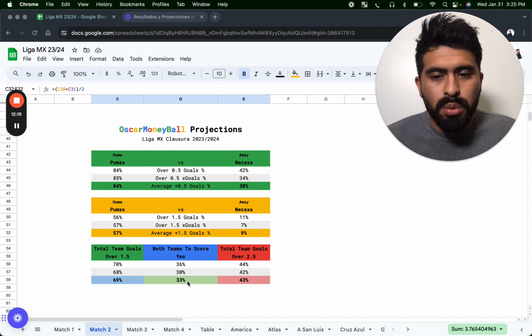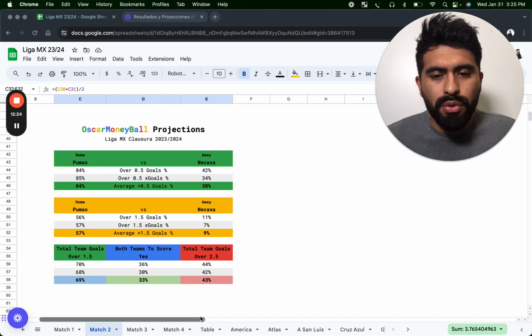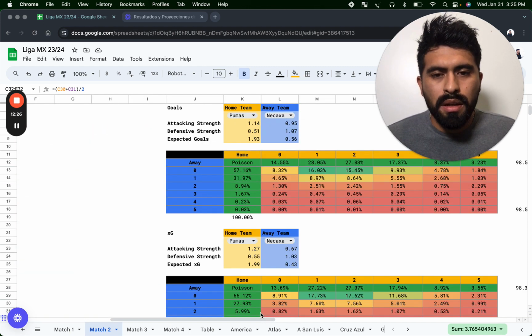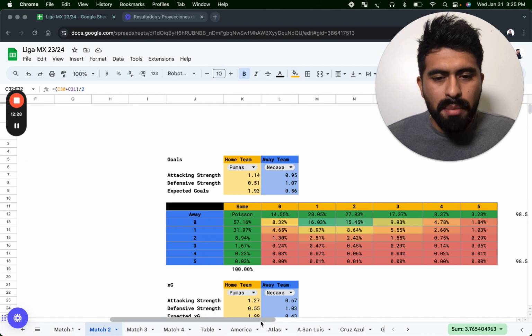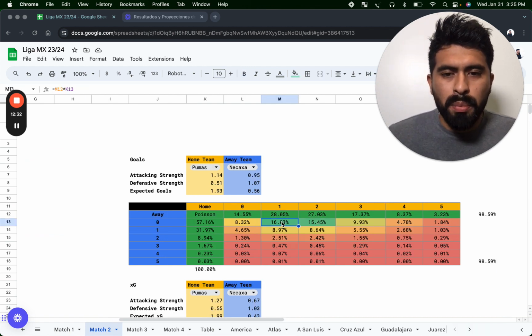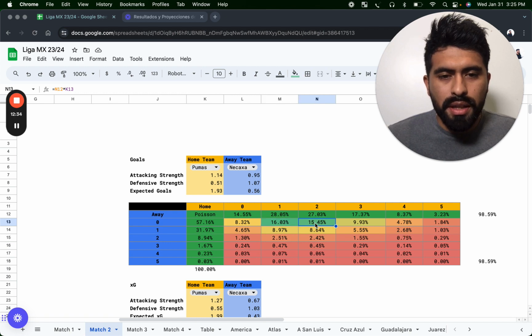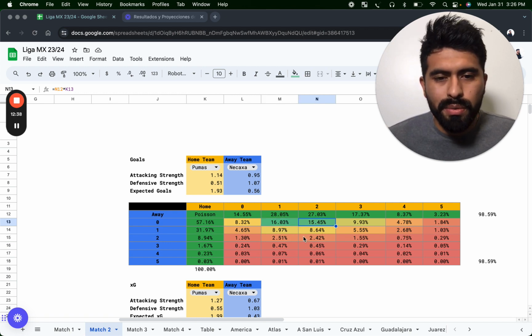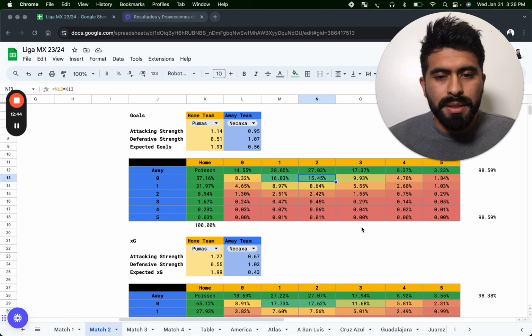So here we see that the over 1.5 goals, total team goals between both teams, we have 69%. Both teams to score, 33%. Over 2.5 goals between both teams is at 43%. Heat map for this game gives us here the highest probability is a 1-0 for Pumas to win this match, following up with the 2-0, 1-1, 2-1, or even 3-0 for Pumas.